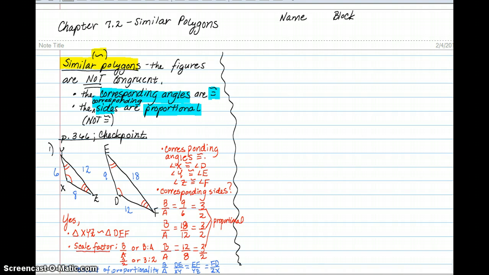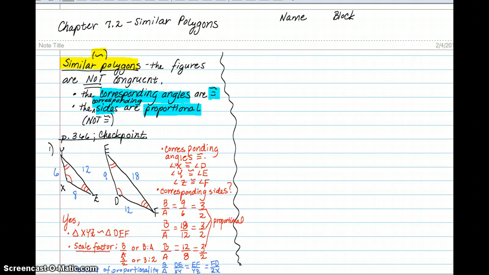The corresponding angles will be congruent, and you can see from the angle tick marks that angle X is congruent to angle D, angle Y is congruent to angle E, and angle Z is congruent to angle F. Okay, so we've met the first criteria. Now we need to look at the second criteria, the corresponding sides. They need to be proportional. And they've asked us to look at the scale factor in terms of B to A.